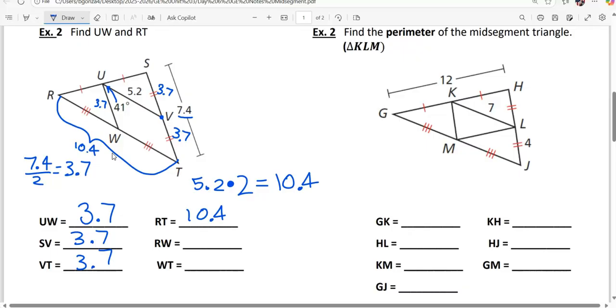Okay, what about RW, which is right here, halfway? WT, the other halfway? Those are halves of the whole 10.4. How do I find half of 10.4? You can do 10.4 divided by 2, which is just working backwards from this one. 5.2. Doesn't that make sense? This midsegment is 5.2. It is half. So each of those halves is also 5.2.